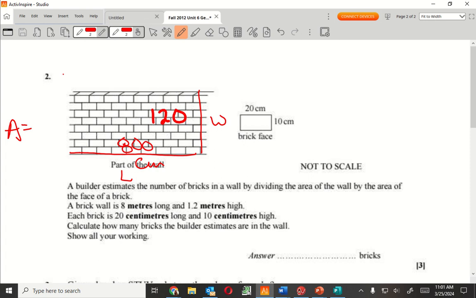so let's find the area of the wall. To find the area, I'm multiplying 800 times 120. Oh, is that where your calculator's at right there? Is that what the phone was for? Yes. 96,000? 96,000.